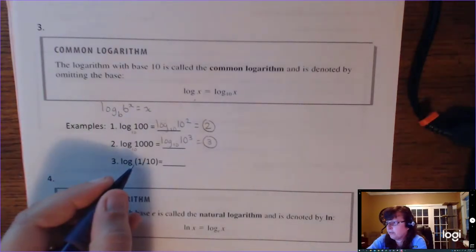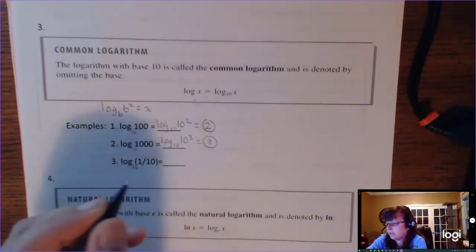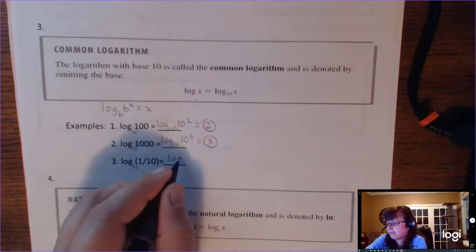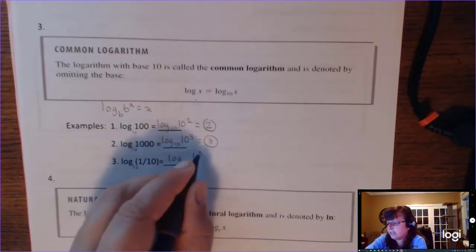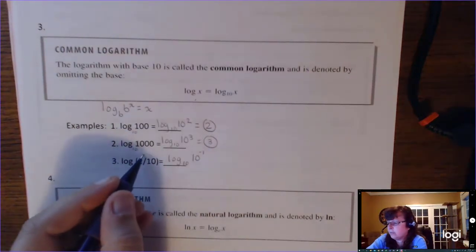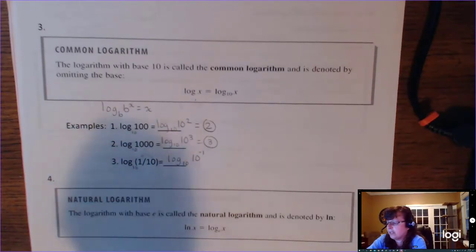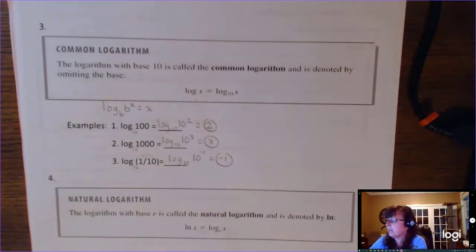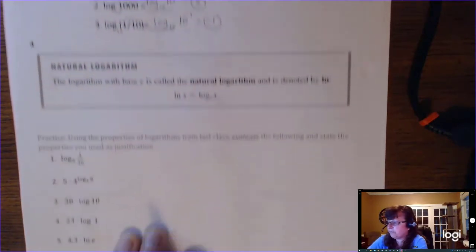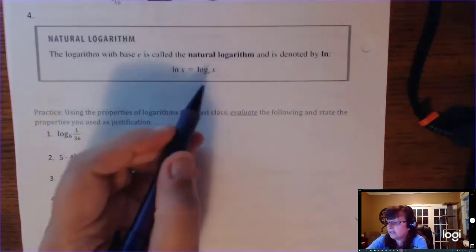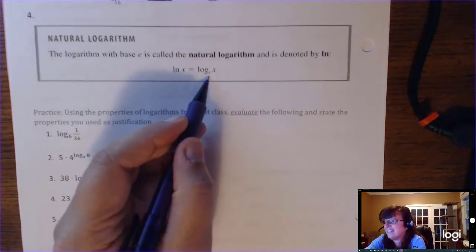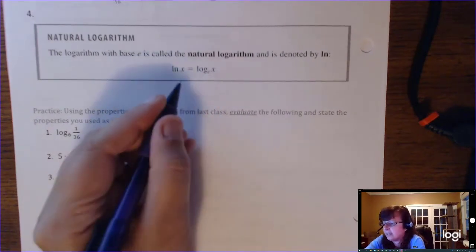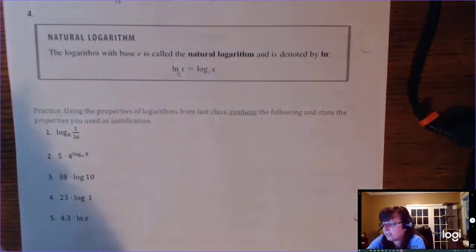You can even do it for this using negative exponents. The log base 10 of 1/10 is the same thing as the log base 10 of 10 to the negative 1. You put that 10 in the numerator and use a negative exponent, and that's negative 1. And then still more review. The natural log is a log that has a base e. So if you see an ln, it has a base e.